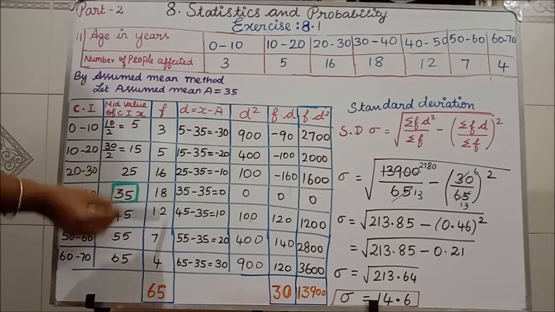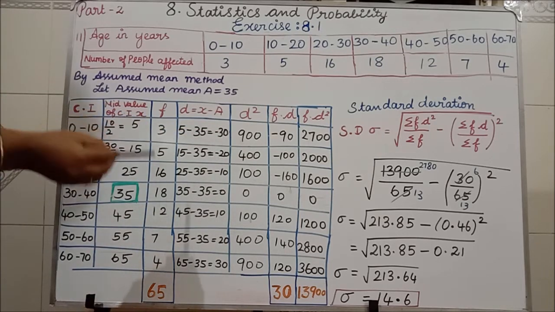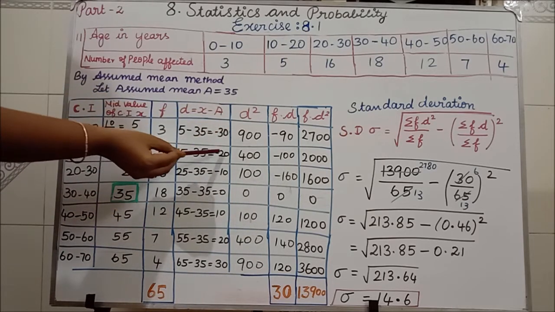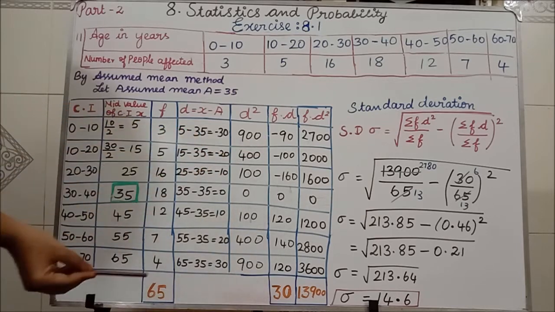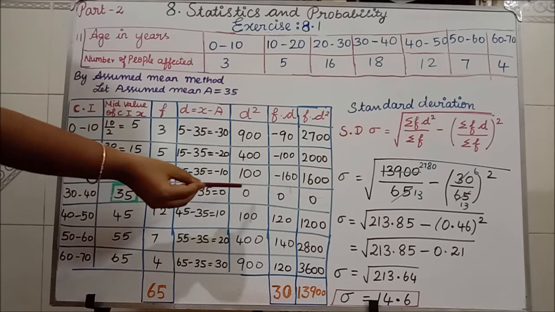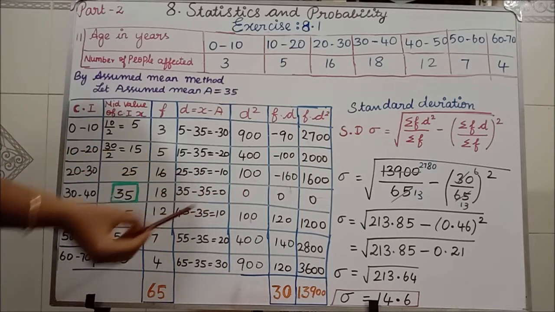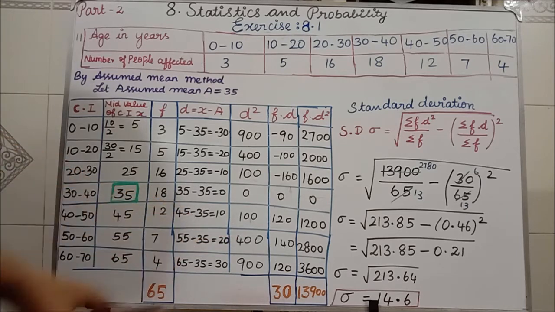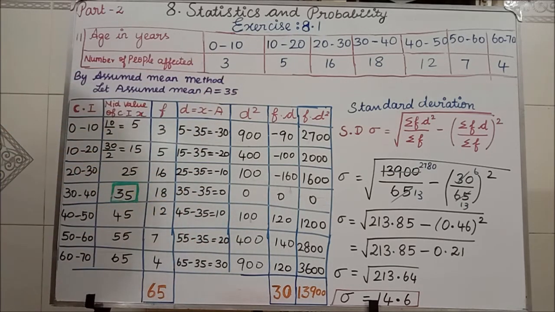F, these data you are going to multiply with D. Here F into D. 3 into minus 30 is minus 90. 5 into minus 20 is minus 100. 16 into minus 10 is minus 160. 18 into 0 is 0. 12 into 10 is 120. 7 into 20 is 140. 4 into 30 is 120. So F into D, all the answers we are getting.